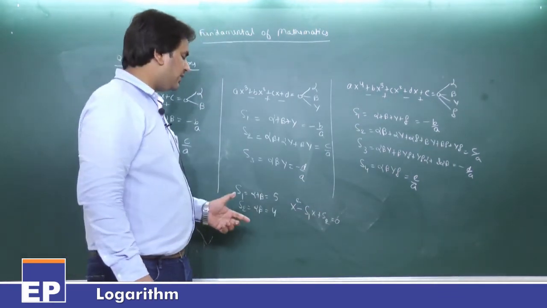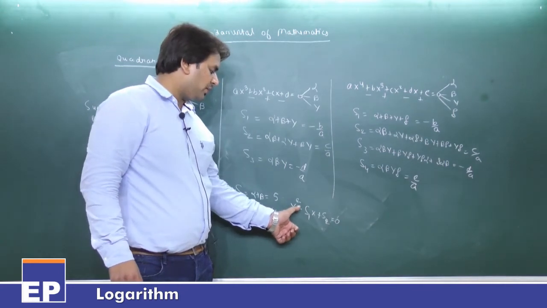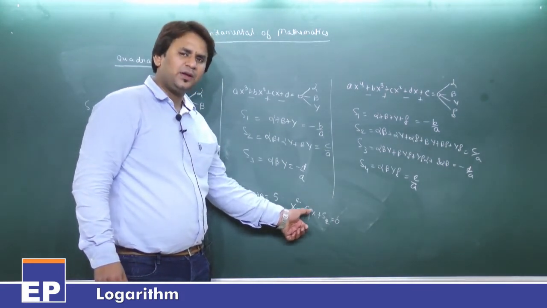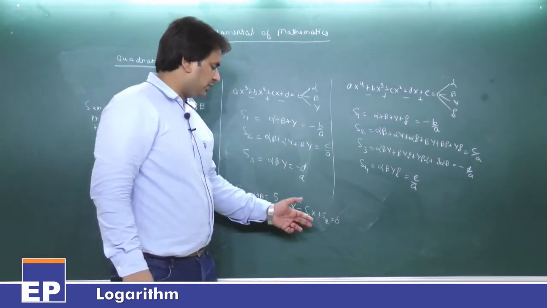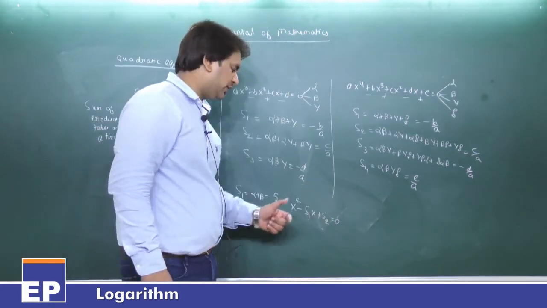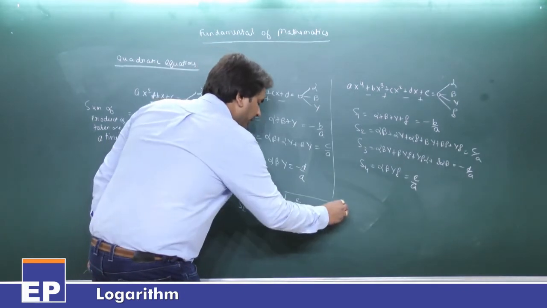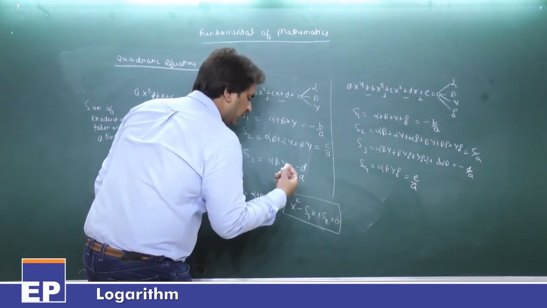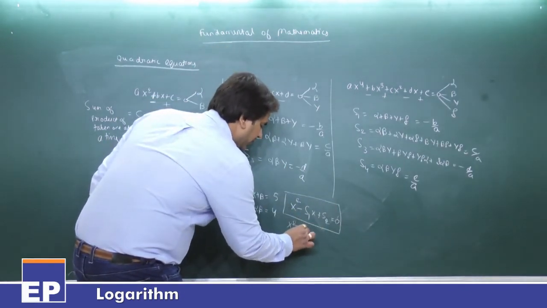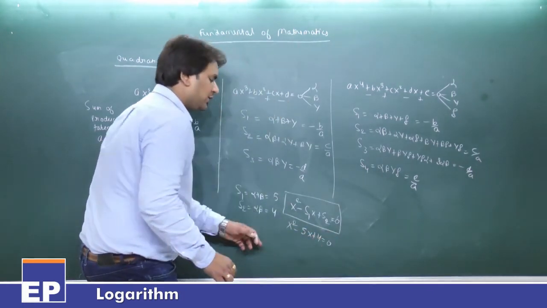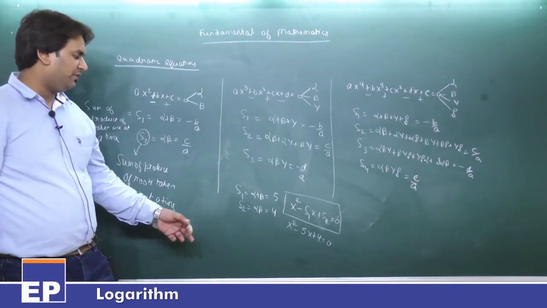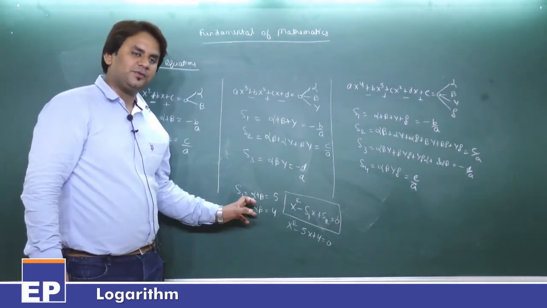But in higher classes, we will study it like this: x square minus, what is S1? S1 is the sum of the product of the roots taken 1 at a time, and S2 is what? Sum of the product of the roots taken 2 at a time. This is the formula for how we form the quadratic equation. It will become x square minus 5x plus 4 is equal to 0. So this is the quadratic equation if you are given the sum of the roots and the product of the roots.